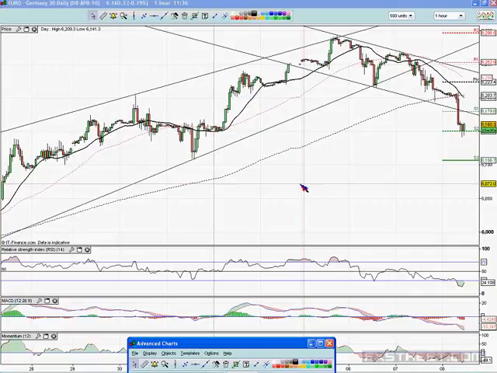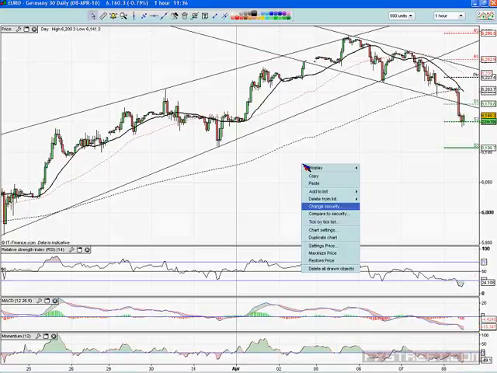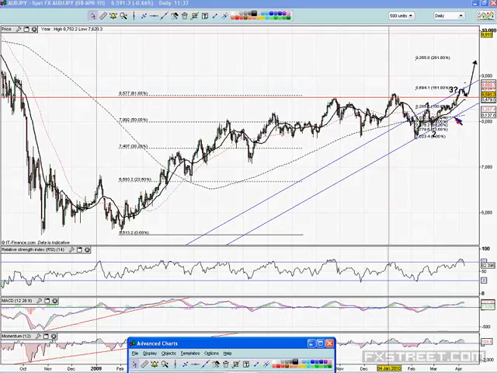I'm going to just go over to the Aussie Yen pair now, because I don't think the DAX has finished its move higher. And the reason I don't think the DAX has finished its move higher is because I do watch the Aussie Yen pair as an indication of where the indices are going to go. Let's just have the weekly up first.